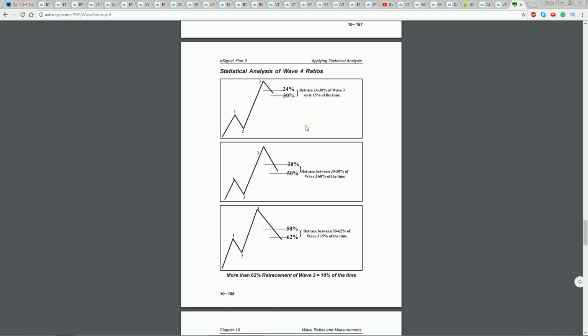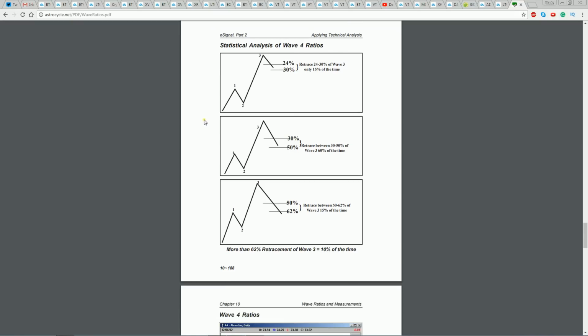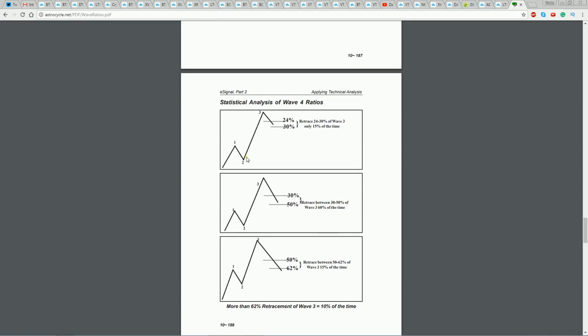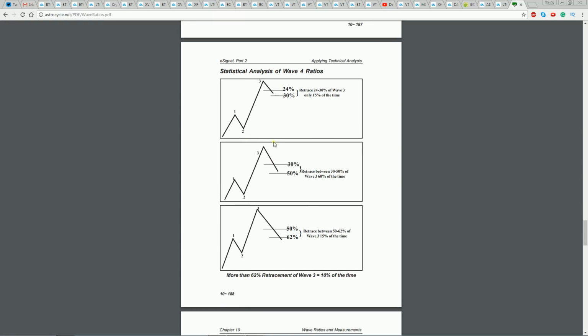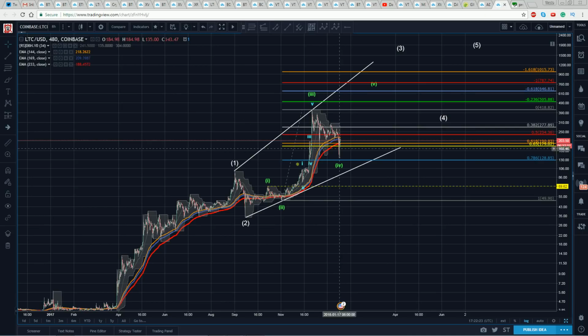So if we go over to this, which is what I use for members here, and say, okay, well, it happens, right? We can see that it's only 10% of the time, though. 10% retrace more than 62% of the wave 3. So we're definitely on the outside edge. Now, that doesn't mean it doesn't happen, right? 10% of the time it does.